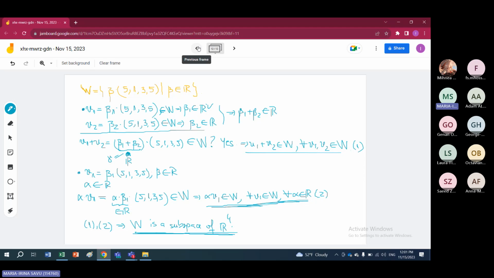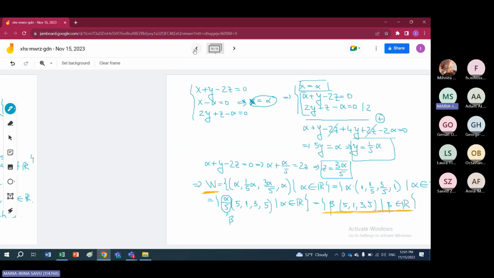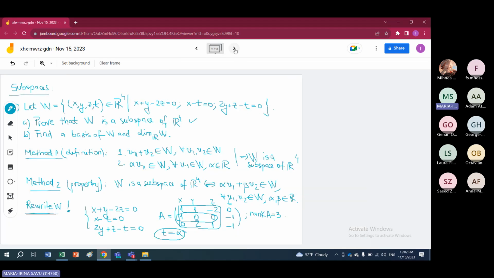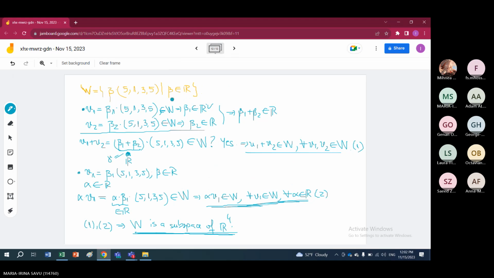So it's good for B, because this was point one. I had to prove that W is a subspace. Okay, that was point one. Now we have to find the basis of W and we have to find the dimension of W over R. So again, we'll take a look at this one.